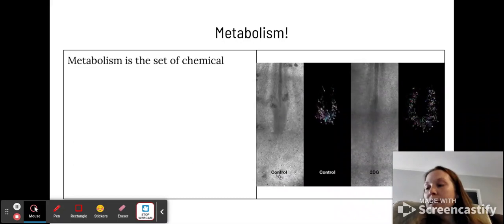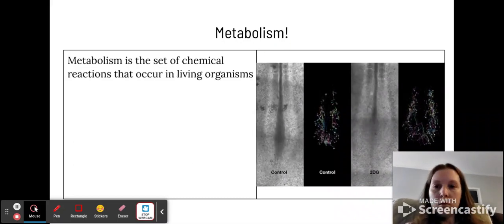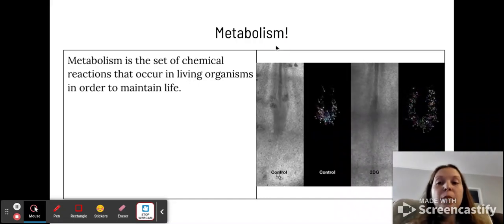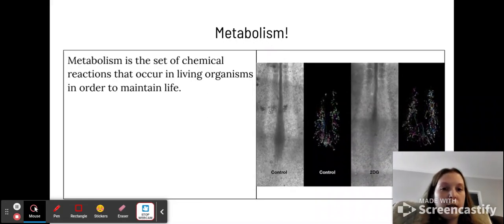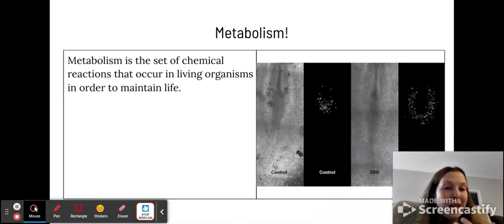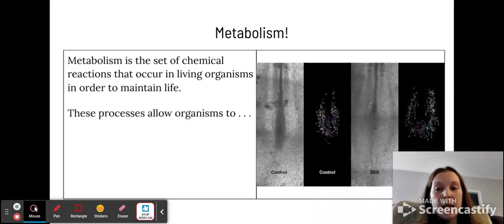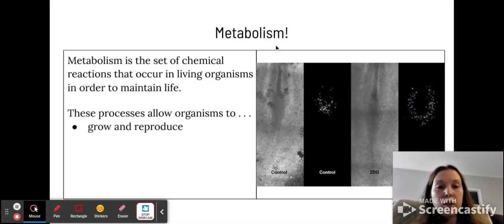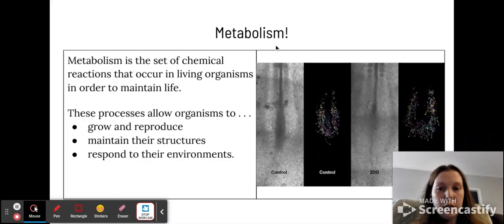So metabolism is the set of chemical reactions that occur in living organisms. And this has to be done to maintain life in that living organism. So it's learning how to make and use energy, really. So these processes, as they occur, allow your organisms to grow and reproduce, maintain their structures, and respond to their environments.